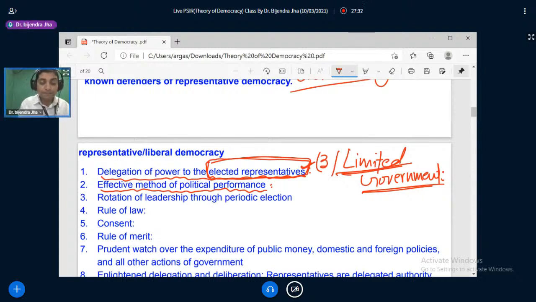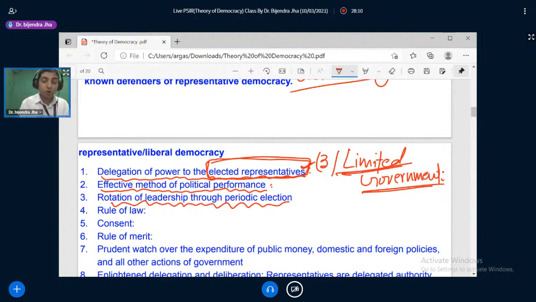The fourth is rotation of leadership through periodic elections. I already told you that election is an opportunity for the people to rotate the leadership. एक बार इस एमएलए को चूज कर लिया, अगर उसने काम नहीं किया तो आपने दूसरे एमएलए को चूज कर लिया, फिर उसने नहीं किया तो आपने तीसरे एमएलए को चूज कर लिया, और ऐसा होता है. So representative democracy gives the opportunity to the people to rotate their leadership, right? And election is one of those opportunities.